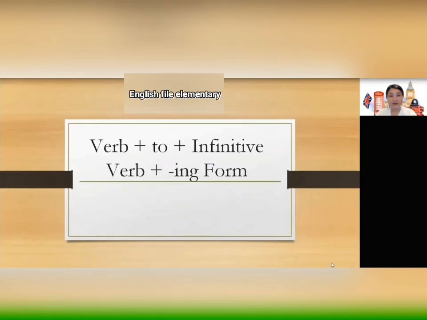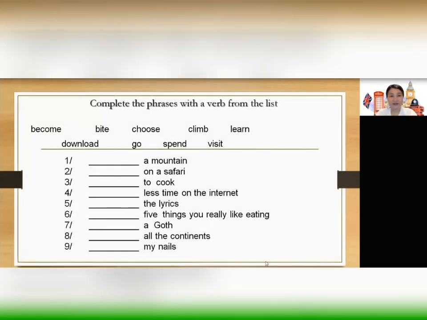Good day, dear listeners. Welcome to the English File Elementary A2 level webinar lesson. Today our theme is verb plus to plus infinitive and also verb patterns, verb plus ing form. So let's start our lesson.